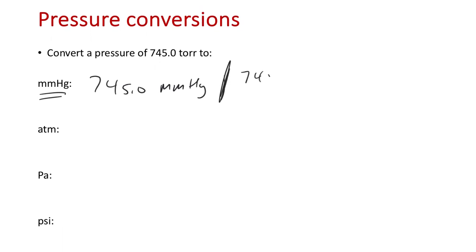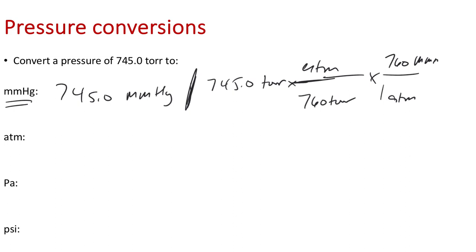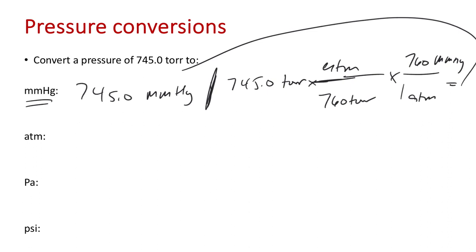We'd have 745.0 torr, and we might use the conversion that we have 760 torr per ATM, and then 1 ATM is also 760 millimeters of mercury. So of course we're dividing and multiplying by 760, so that equals 745.0 millimeters of mercury. If we want to convert to ATM, well, 760 torr are in 1 ATM.